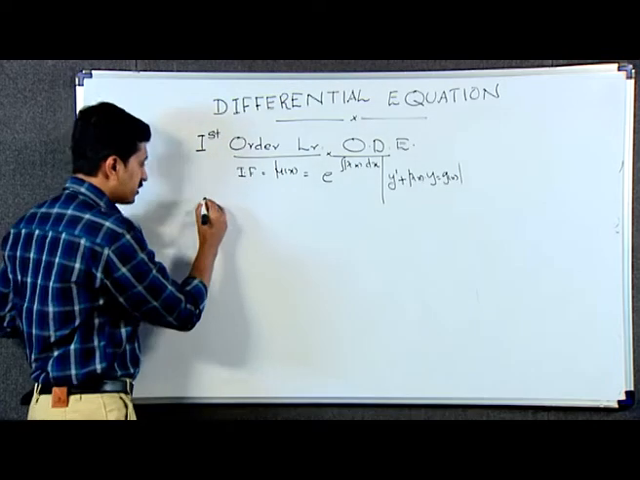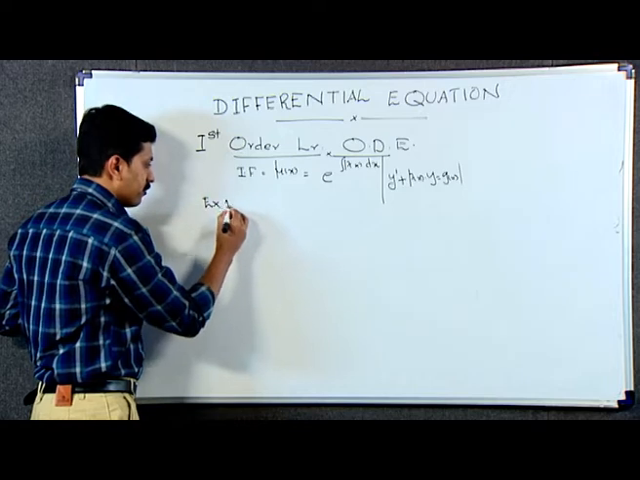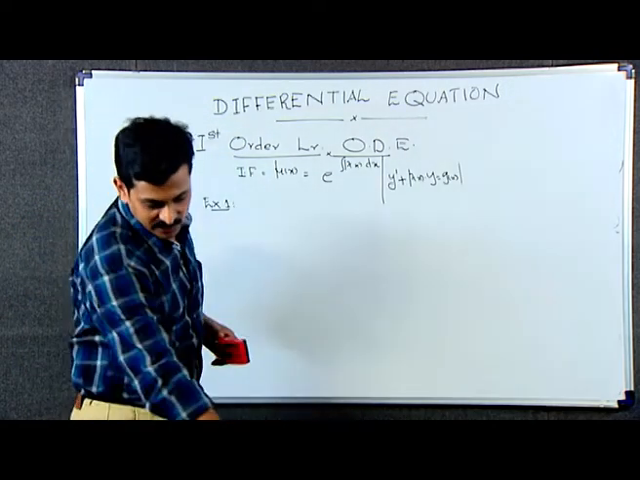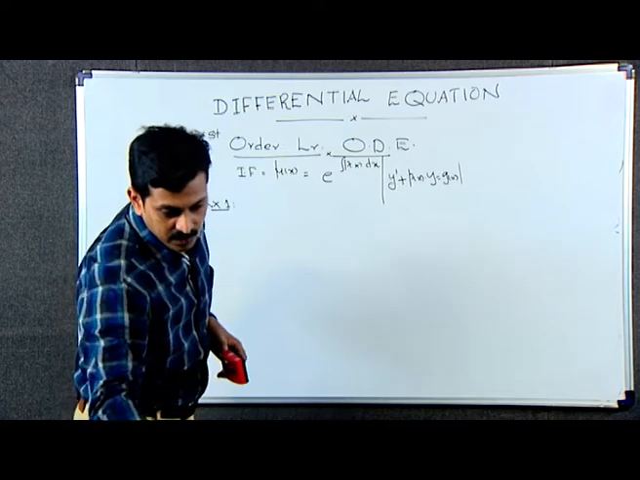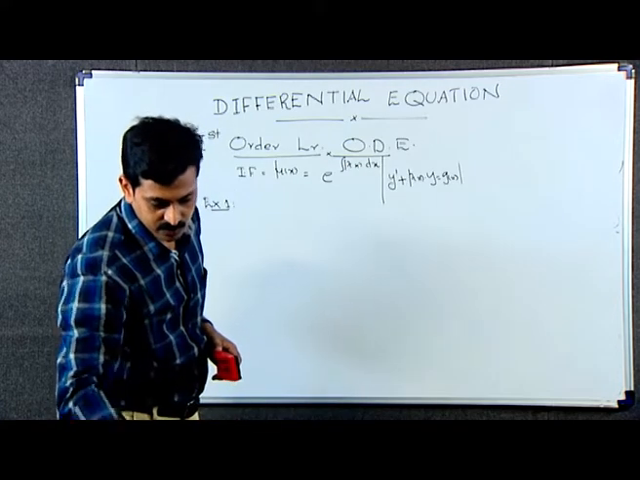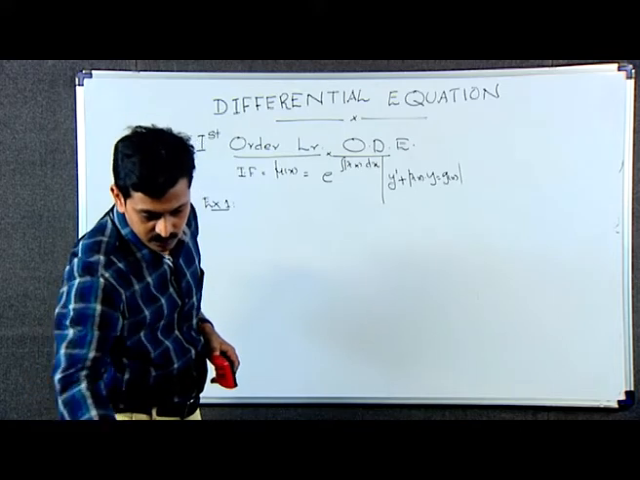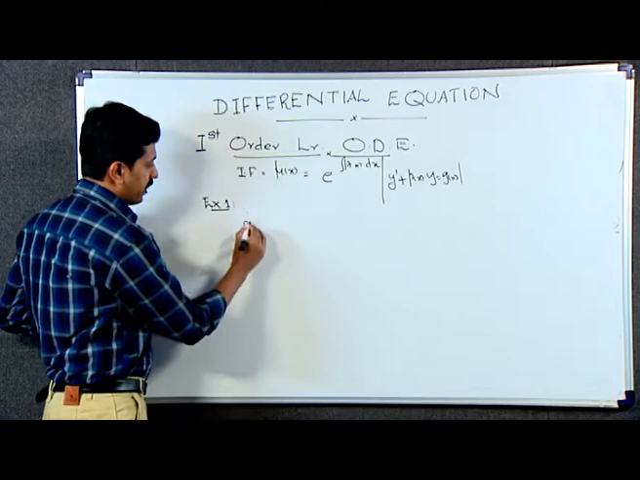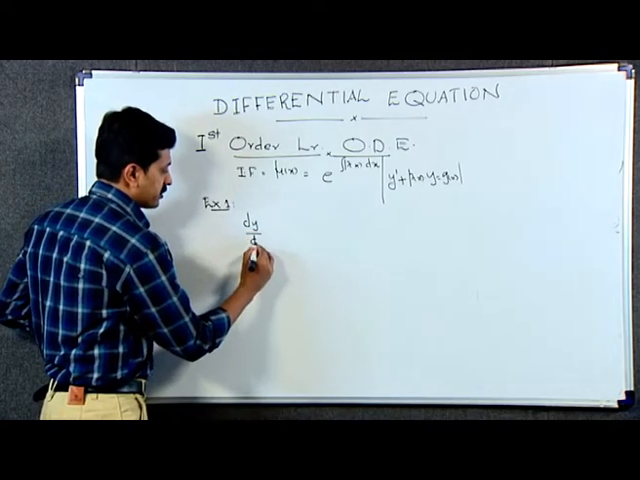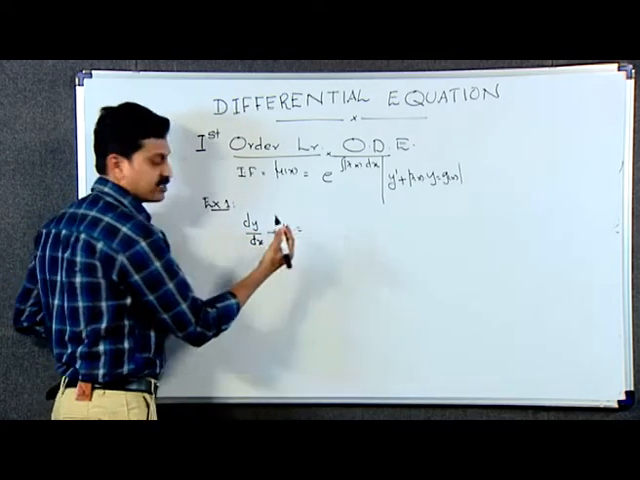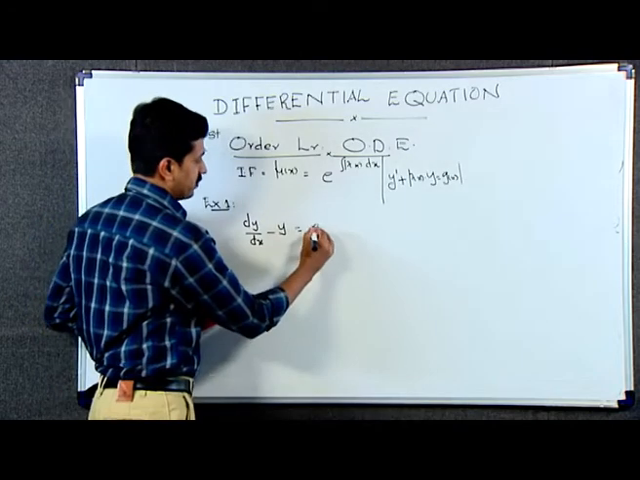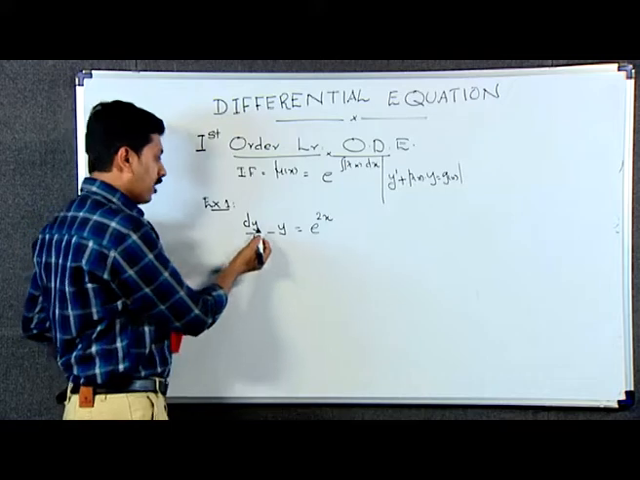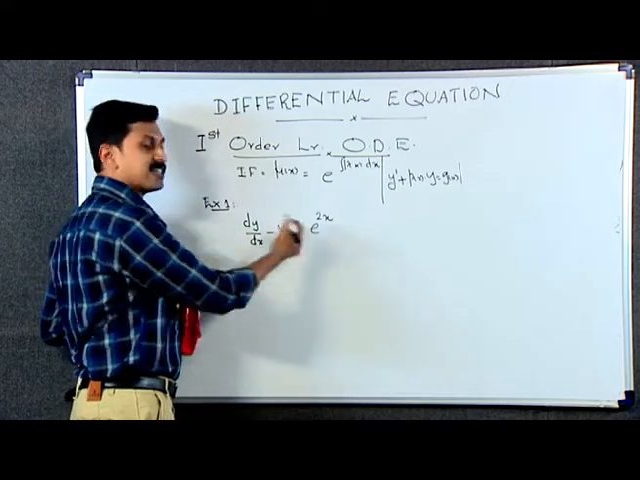We can move to the first example, example 1: dy by dx minus y is equal to e raised to 2x. See how we will solve this differential equation.